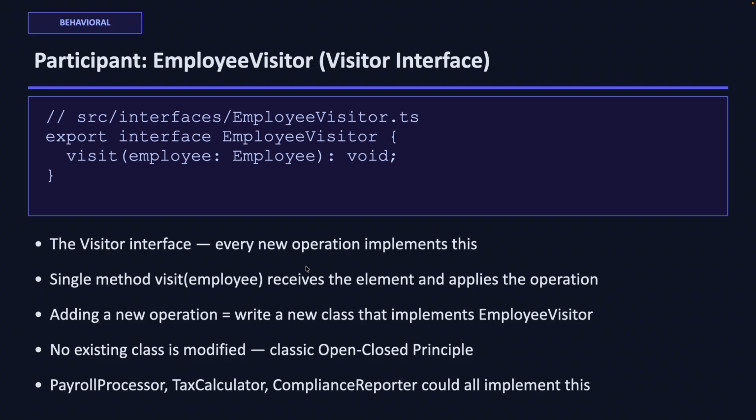If we add a tax calculator, a compliance reporter, a performance reviewer, all of these new classes just implement from this one interface. You don't ever touch the employee class, the engineer class, or manager class. This is the open close principle in action. We have the system that's open for extension, but it's closed for modification.